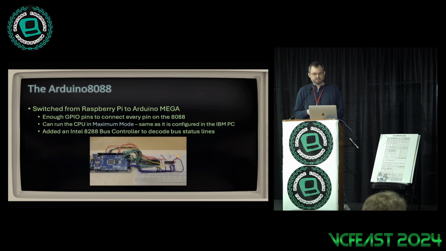So I came up with an Arduino version. Now this uses an Omega. There's two nice things about it. It's got a lot of pins, so I could connect literally every pin on the 8088. We can run the CPU in maximum mode, so it's the same mode it was configured in the IBM PC. And maximum mode just is a mode where it can use a coprocessor like the 8087, the floating point unit. But it starts to advertise its internal state in that mode, which is very useful for controlling and seeing what it's doing. And we needed the little 8288 bus controller over here, just for fun.